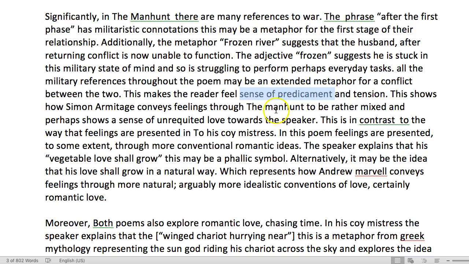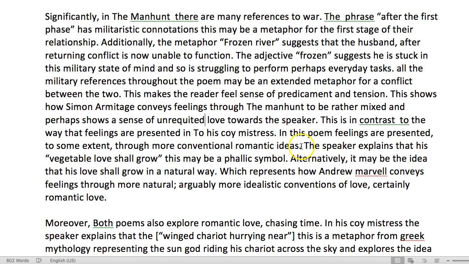This shows how Simon Armitage conveys feelings, good, you're going back to the words in the title, through the manhunt to be rather mixed, and perhaps shows a sense of unrequited love towards the speaker. So do you mean the husband no longer loves the wife, or the wife loves the husband? Who's unrequited here? This is in contrast to the way that feelings are presented in To His Coy Mistress. In this poem, feelings are presented to some extent through more conventional romantic ideas.